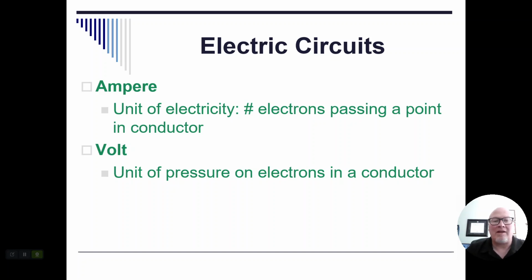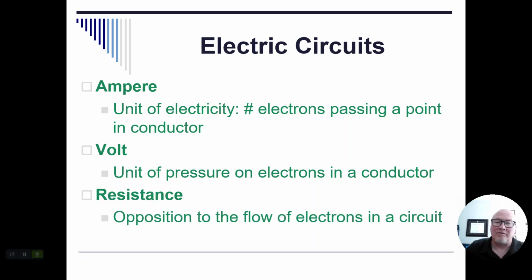Voltage. Volts are the amount of pressure on the electrons to move in a conductor. In other words, this is how much push the electrons have. And then resistance is the opposition to the flow of those electrons. So we have amperes, which is the amount of current, a unit of electricity, in other words, the number of electrons passing through a particular point in a conductor. Voltage is the amount of pressure pushing the electrons through, and resistance is how much opposition to the flow of electrons there is in something.